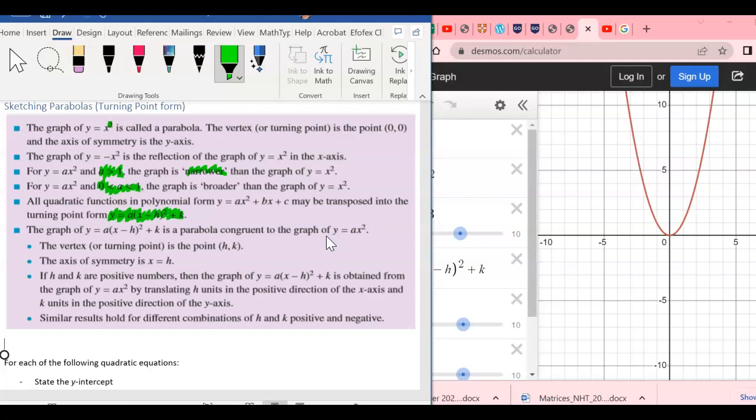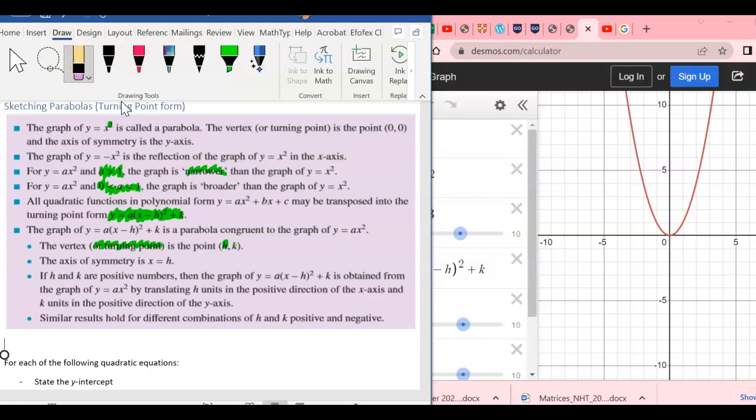general form, so I should call it a general form. It's the turning point form of a parabola. And the reason it's called turning point is because we can see key features, and one of those features is the turning point. All right, the turning point is (h, k).